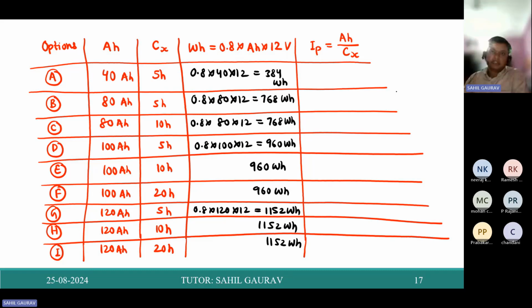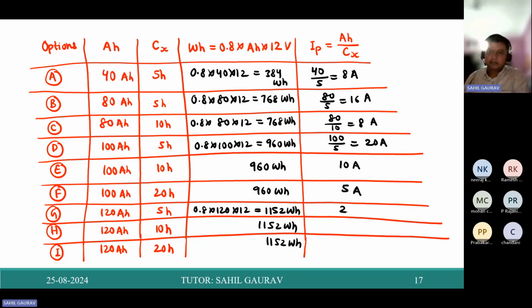Now how can we find the peak current of the battery? It is the ampere hour divided by the C rate. So ampere hour is 40 and C rate is 5, so it will be 8 ampere. This will be 80 upon 5, 16 ampere, and 80 upon 10, 8 ampere. Then 100 upon 5 is 20 ampere, 100 upon 10 is 10 ampere, 100 upon 20 is 5 ampere, 120 upon 5 is 24 ampere, 120 upon 10 is 12 ampere, and 120 upon 20 is 6 ampere.